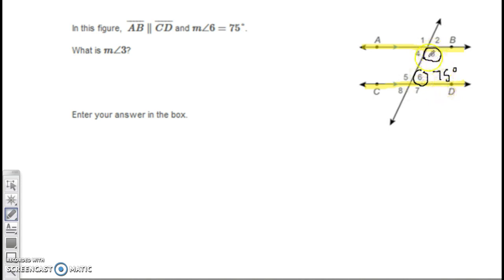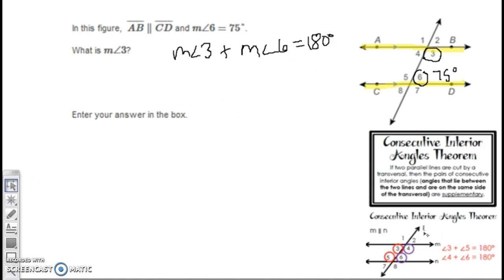Okay, so those are same side interior angles. And same side interior angles are supplementary. So those are going to add up to 180. So the measure of angle 3 plus the measure of angle 6 has to equal 180 degrees. I think I actually had that down here. Yeah, I did. Okay. And then I can just plug in what I know. I know the measure of angle 6 is 75 degrees, so I'm going to substitute that in.